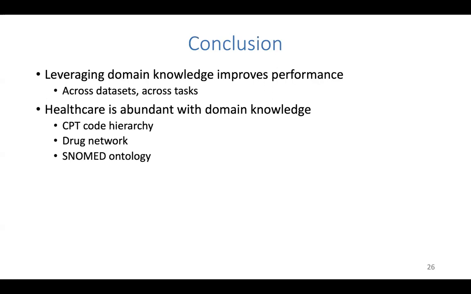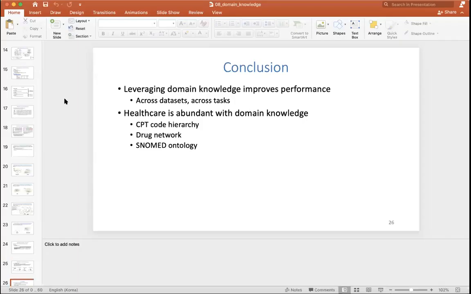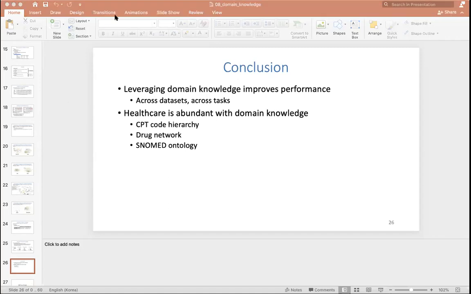So if you're interested in using procedure code hierarchy, you could use the CPT code hierarchy. And if you're interested in using drug-related information, then you could actually use a lot of drug networks. Maybe I can look up some drug networks as a last example.